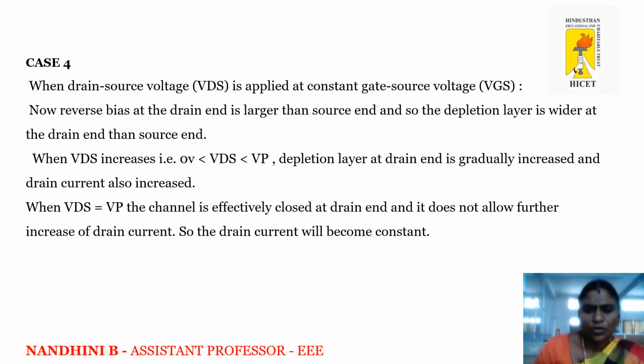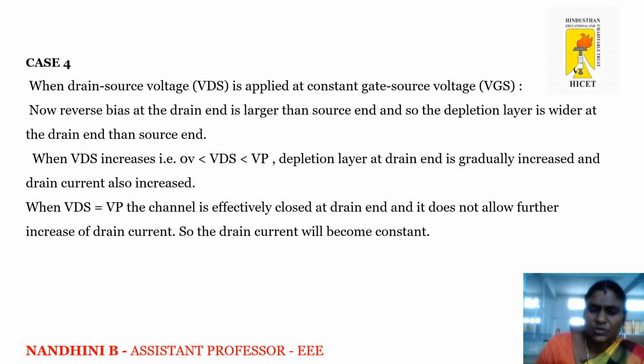Next, on the whole, is when the drain source voltage is applied at constant gate source voltage, that is, whatever is there in case 1, 2, 3 is being simplified over here. When drain source voltage VDS is applied and VGS is applied with a reverse bias, the depletion layer is wider at the drain end when compared with the source end. So when VDS is increased from 0, the depletion layer at the drain end gradually increases and drain current is also increased.